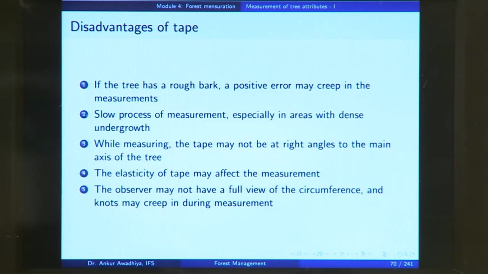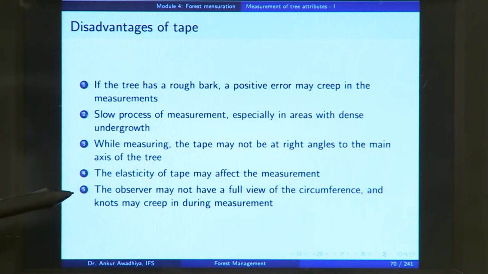The elasticity of the tape may affect the measurement. So, what we are saying here is that if you have a plastic tape and you stretch it while measuring, it gets stretched because it is much more elastic in nature. In that case, you will have a reading which is different from the actual reading if your tape was made out of an inelastic material.